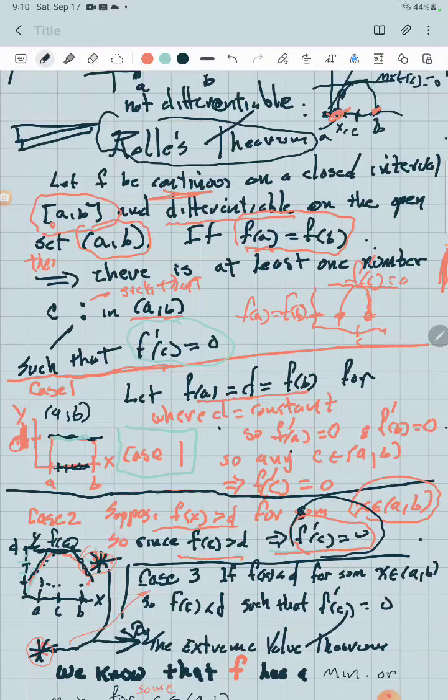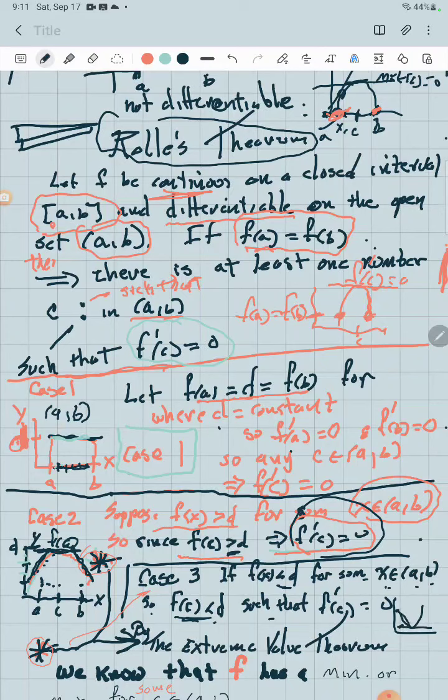And case 3 would be something like upside down values, where we have something like the opposite, where we have a minimum like this. So every value of x is greater than the value d instead of less than the value d. So for some x, an element between a and b, f of c is less than d because it's the lowest point, such that f prime of c is 0. And since it's smooth, down here we have a tangent line, right?